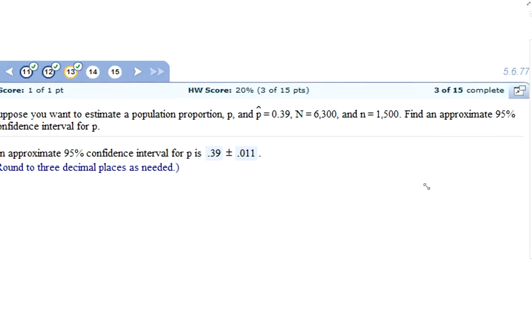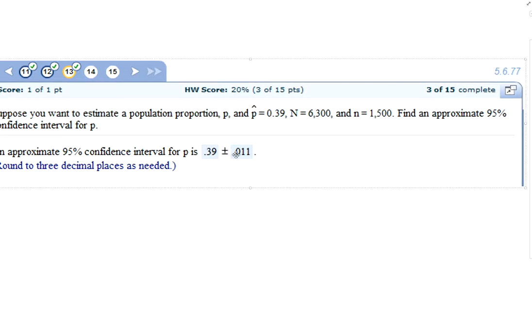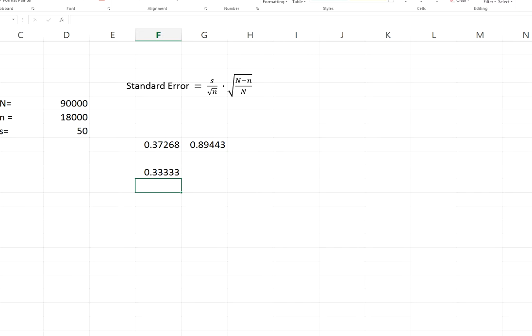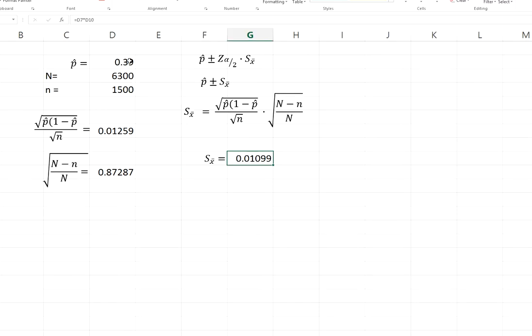Okay, next question. This is basically the same question. You need to compute the confidence interval for the proportion. The 0.39 is given, so you just need to compute this part. The population size is 6,300, the sample size is 1,500, and we want an approximate 95% confidence interval. It is important to pay attention to the word approximate; I will explain in a second.